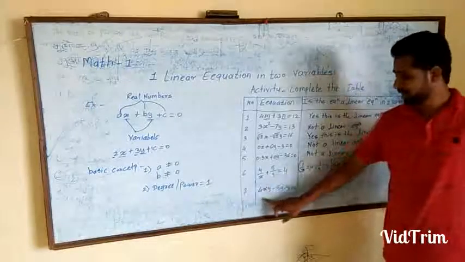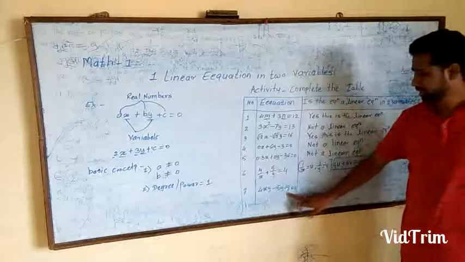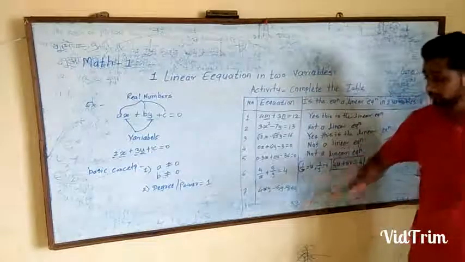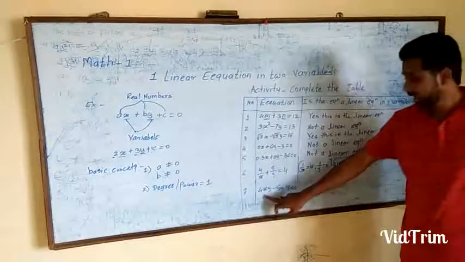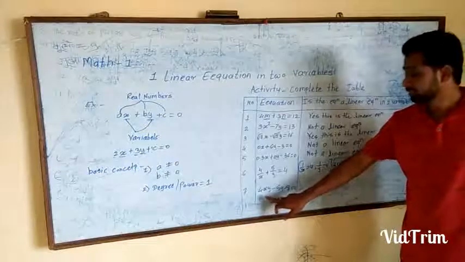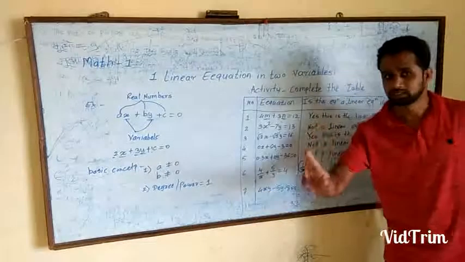Seventh one is 4xy minus 5y minus 8 is equal to 0. You see, in this equation, x and y, these two variables are together.